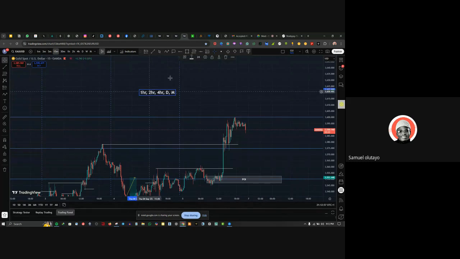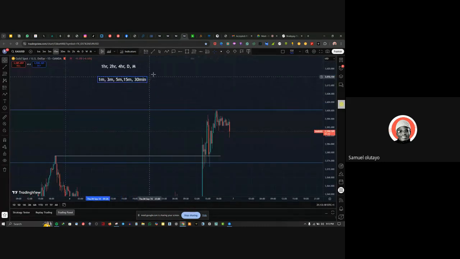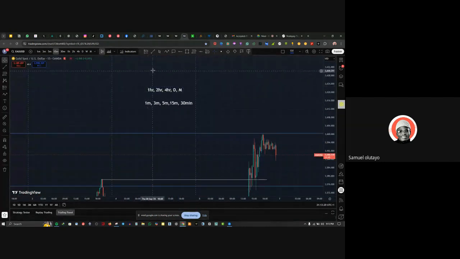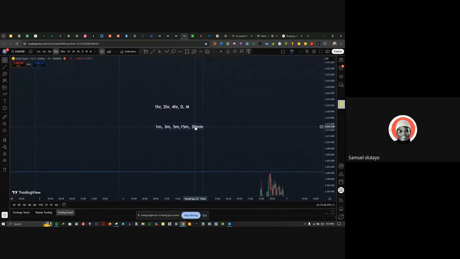Now for the lower time frames, let me just clone this. For the lower time frames, we have 1 minute, 3 minutes, 5 minutes, 15 minutes, 30 minutes. Are we together? So if I look at the overall trend of the market on a 1 hour time frame, I will have to come down to one of these lower time frames to enter the trade or to find a suitable entry.